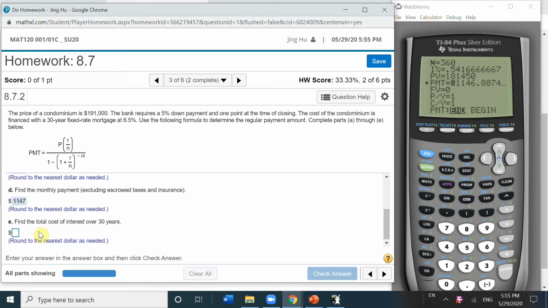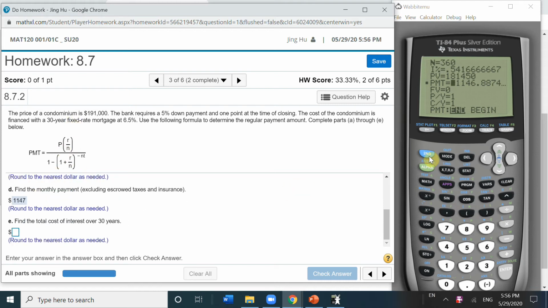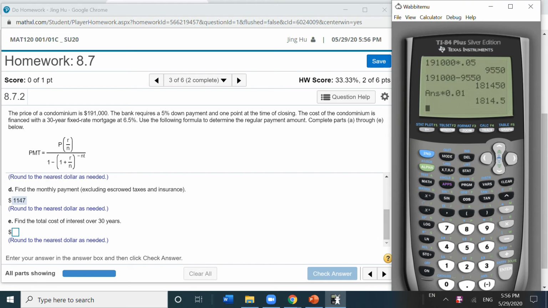And the last question, find the total cost of interest over 30 years. So every month you have to pay that much money. You pay 30 years times 12, so you pay 360 months, and minus the mortgage amount.